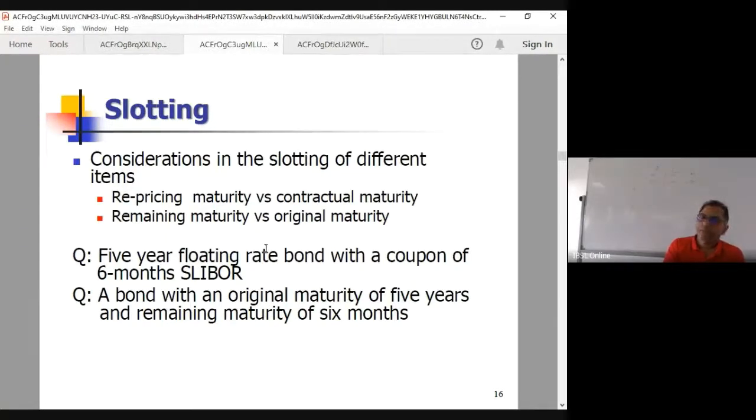So basically, the considerations when you're slotting in different items are repricing versus contractual, and remaining maturity versus original maturity. What I'm trying to say here is, you're looking at a situation when you're slotting your assets and liabilities as to when you are actually repricing them. In other words, are you repricing at contractual maturity, or are you repricing every 6 months? Like the example given below, if you have a 5-year floating rate bond with a coupon of 6 months, and then you also have a bond with a maturity of 5 years and maturity remaining of 6 months.